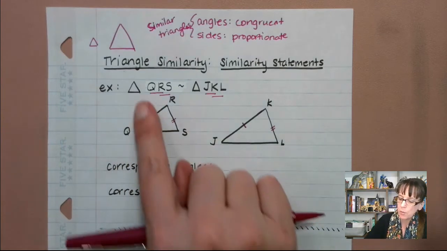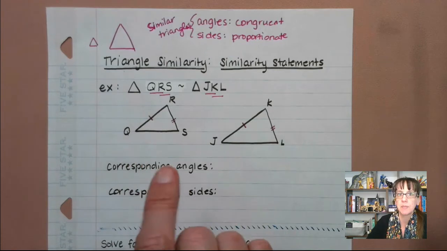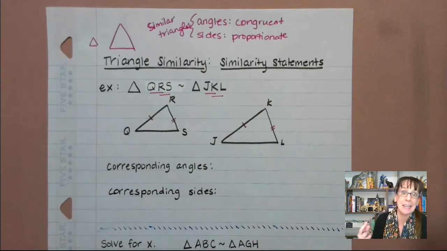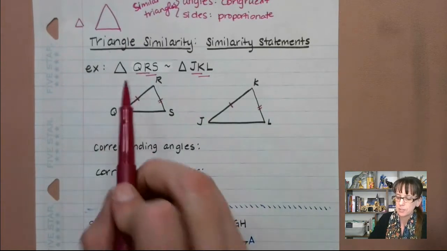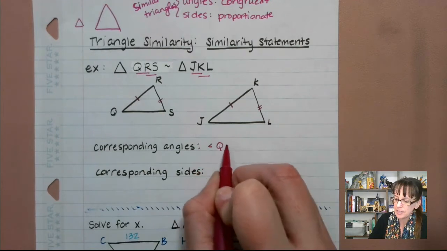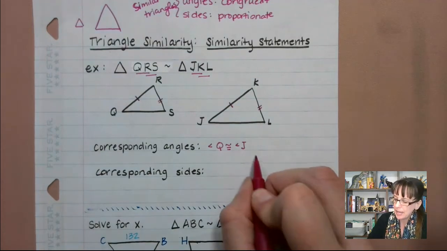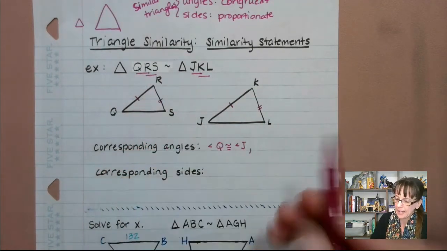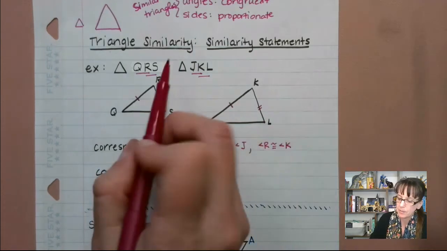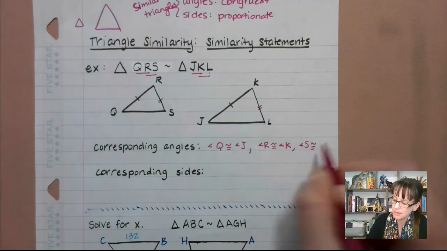Okay, so going back to our similarity statement here, what that means is we need to be comparing corresponding sides and angles. Let's deal with our angles first. You see that we have angle Q and angle J. That means angle Q is congruent to angle J. Then we have R and K, so angle R is congruent to angle K. And we have S and L, so angle S is congruent to angle L.